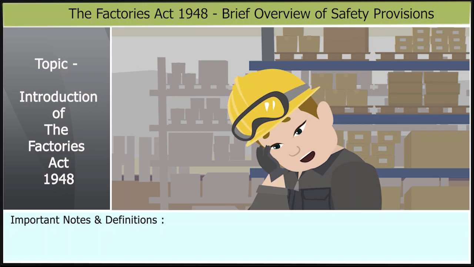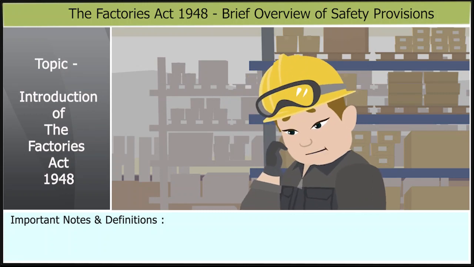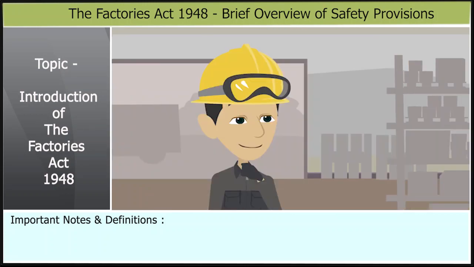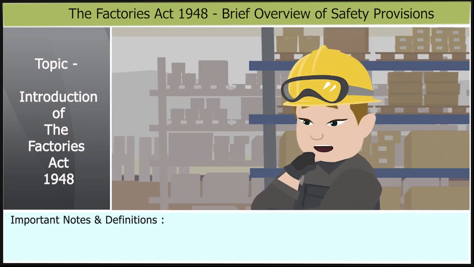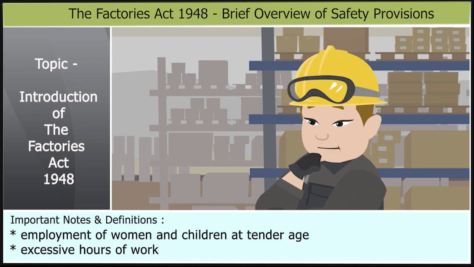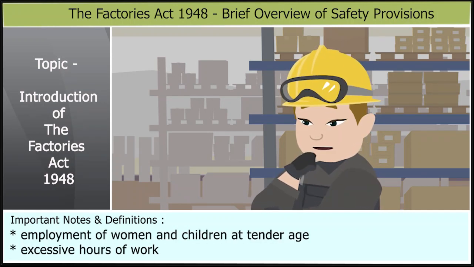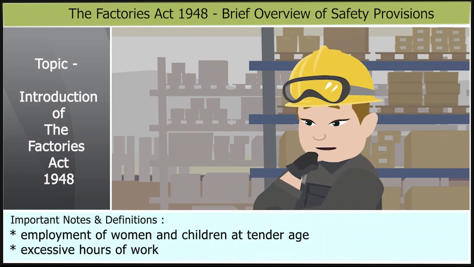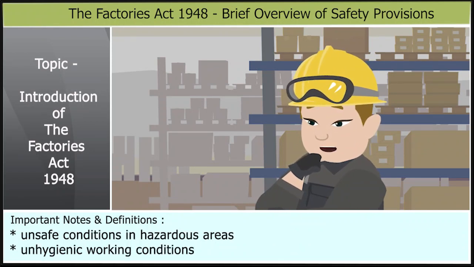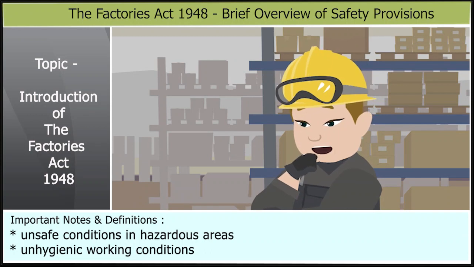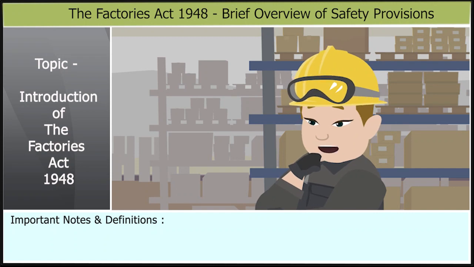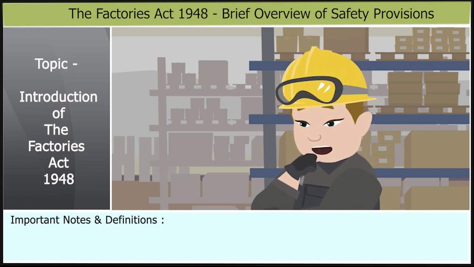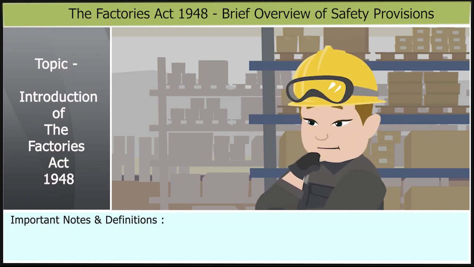The history of the Factories Act 1948 is more than 100 years old. As the process of modern industrialization came to India, it brought factory evils such as employment of women and children at a tender age, excessive hours of work, unsafe conditions in hazardous areas, and unhygienic working conditions. This led to a large number of major accidents, disabling injury to workers and even death.